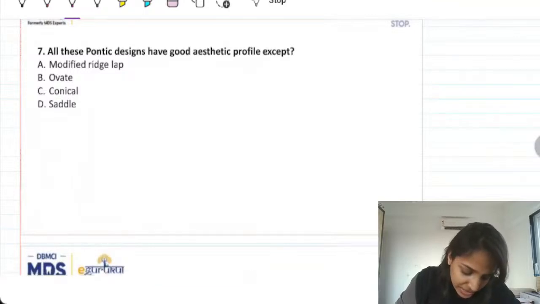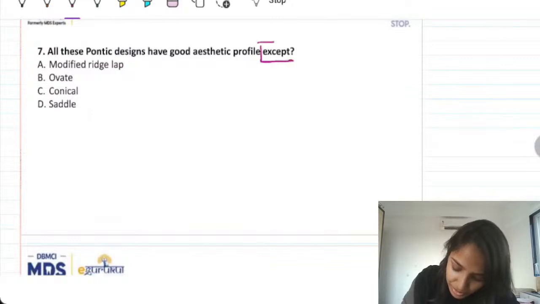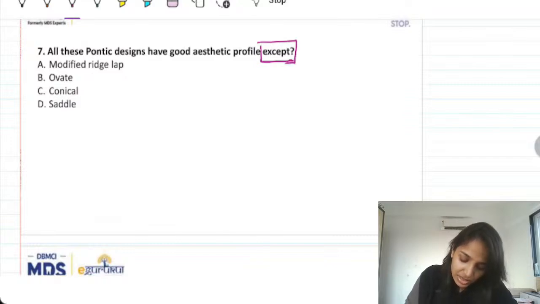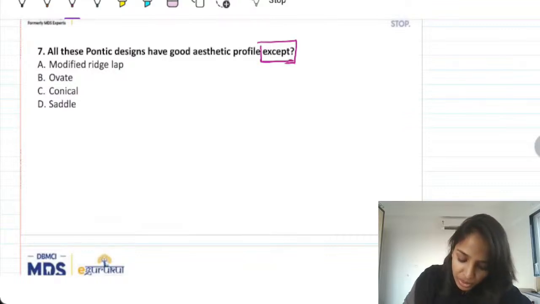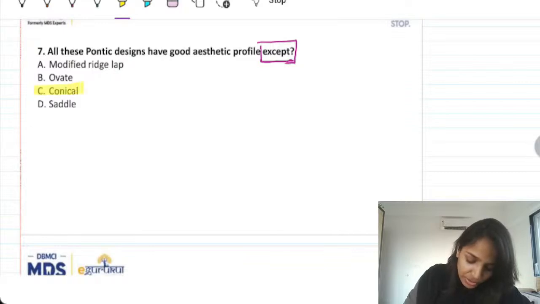Now, all of the Pontic designs mentioned below have good aesthetic profile, except, always remember the word except. So, does modified ridge lap have excellent profile? Yes. Ovate has? Yes. Between saddle and conical, although we do not advise saddle Pontic clinically, straightforward from your textbook of Rosenstiel, in the table of Pontics, it is written saddle not indicated. But it has an advantage of good aesthetics because of the overlap. So the only odd one out over here is conical pontic.